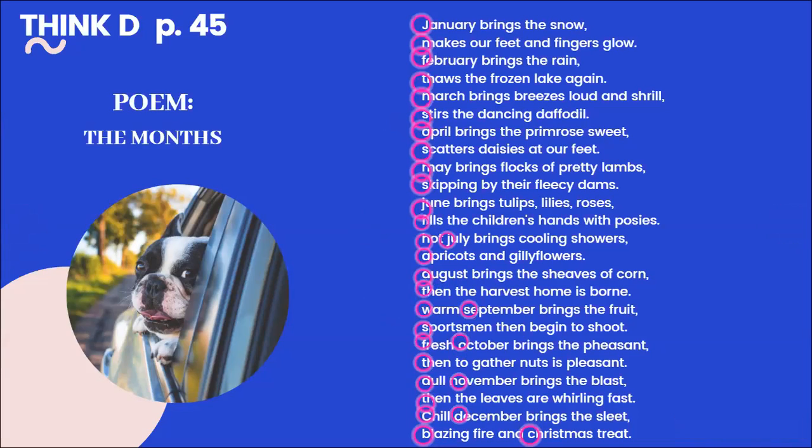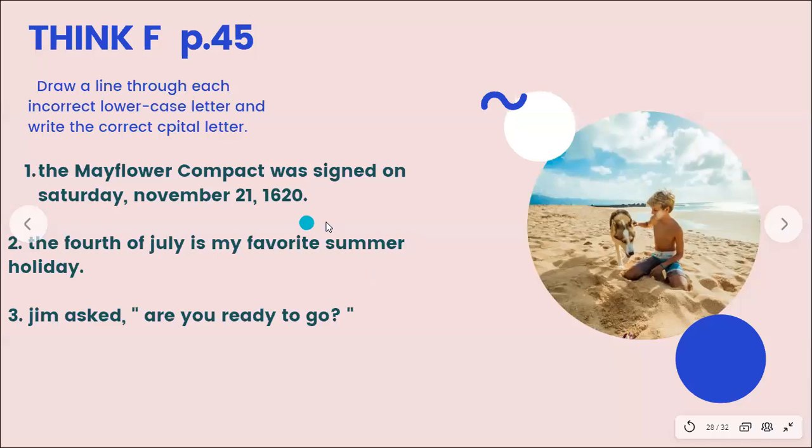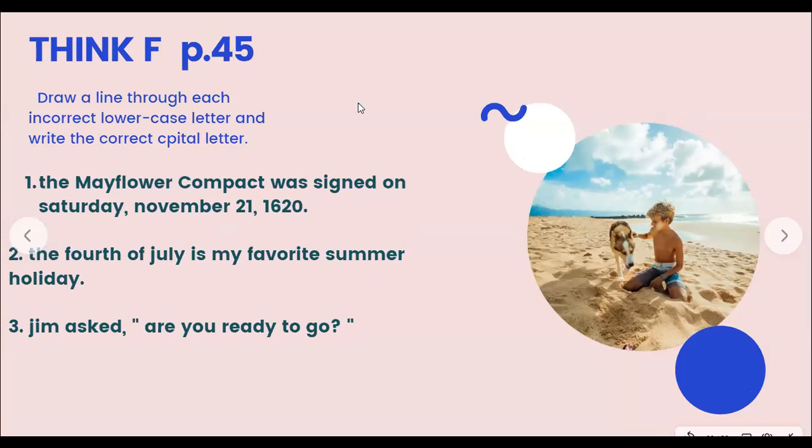Okay, are we done, sweeties? Yes, yes, yes. Okay, let's move on. Last exercise, page 45. It says draw a line through each incorrect lowercase letter and write the correct capital letter. Okay, number 1. Help me with number 1. We must capitalize. The first word that we must capitalize is, who can help me here? First word that we must capitalize in number 1 is, are we all here on page 45?